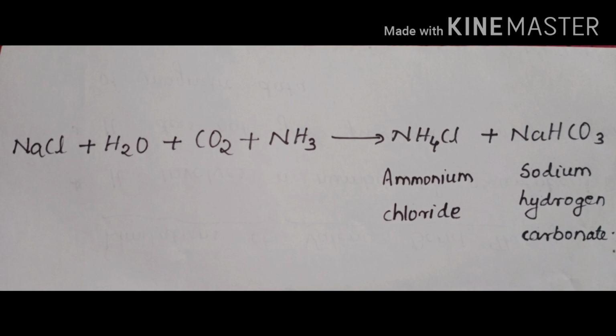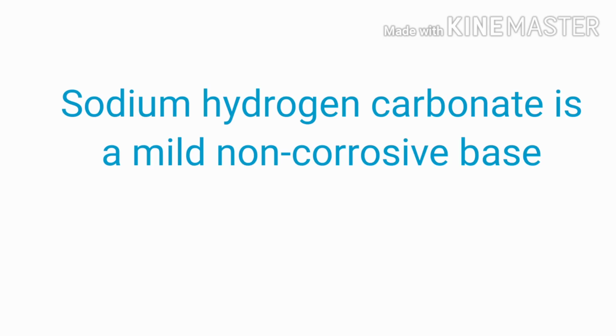It is prepared by the reaction of sodium chloride solution with carbon dioxide and ammonia. In this equation, NaCl and H2O represent the solution of sodium chloride in water, or aqueous solution of sodium chloride. The aqueous solution of sodium chloride on reaction with carbon dioxide and ammonia gives ammonium chloride and sodium hydrogen carbonate. Sodium hydrogen carbonate is a mild non-corrosive base and its pH is greater than 7, and it can be used to neutralize an acid.